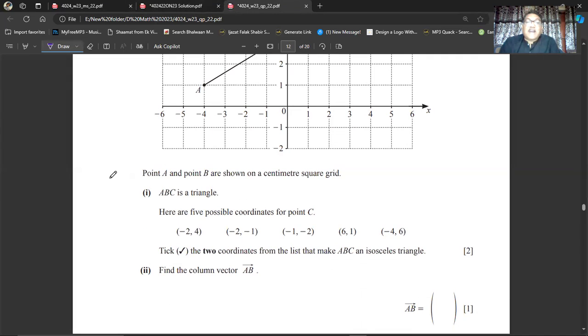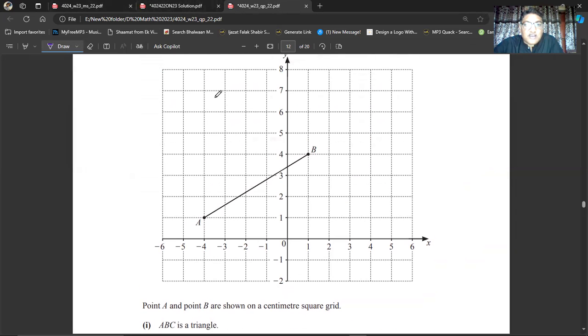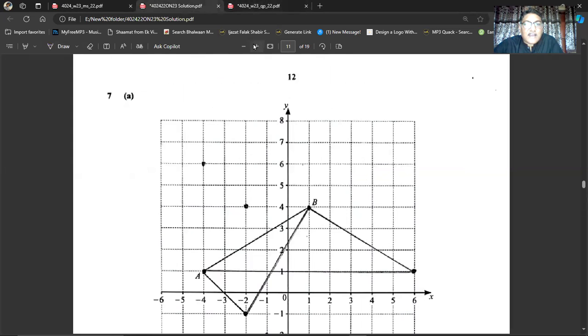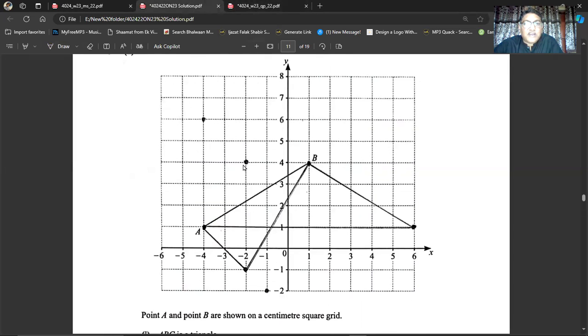He says here are 5 possible coordinates for C point: minus 2, comma 4; minus 2, comma minus 1; minus 1, comma minus 2; 6, comma 1; minus 4, comma 6. Pick the 2 coordinates from the list that make ABC an isosceles triangle. So I will plot these points. These are the possible points for the triangle C, and I have plotted those. This is that point, this is that point, this is one of the points, and this is another point.